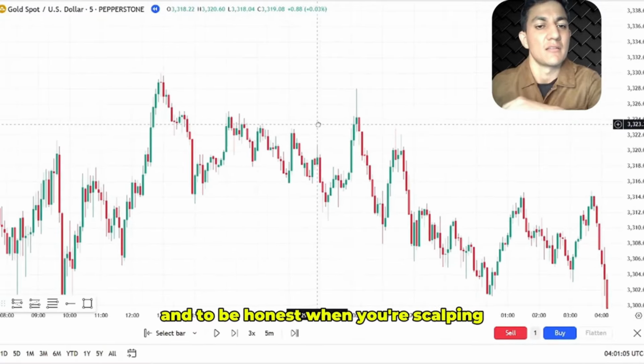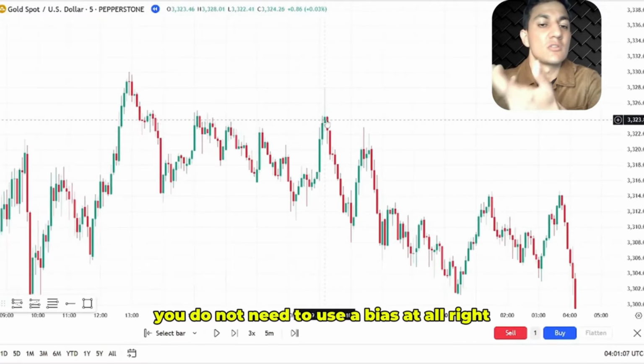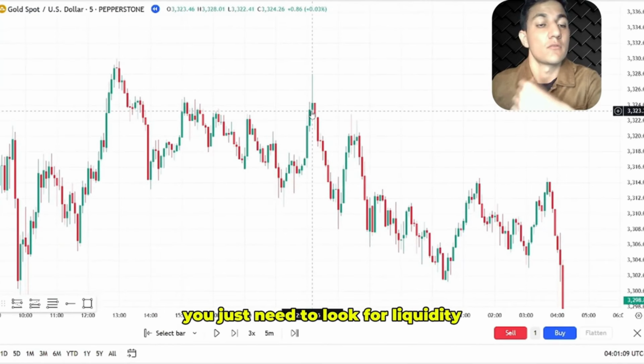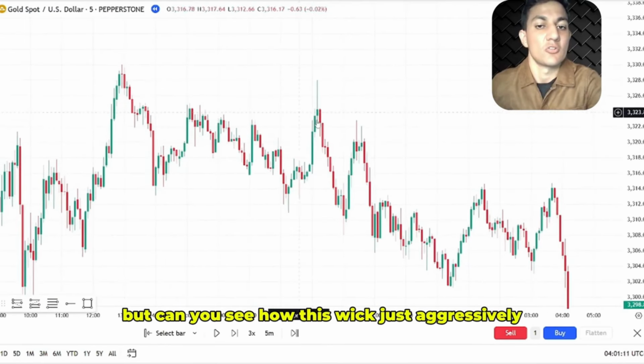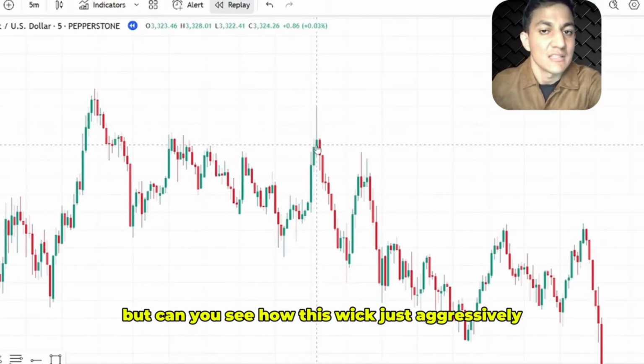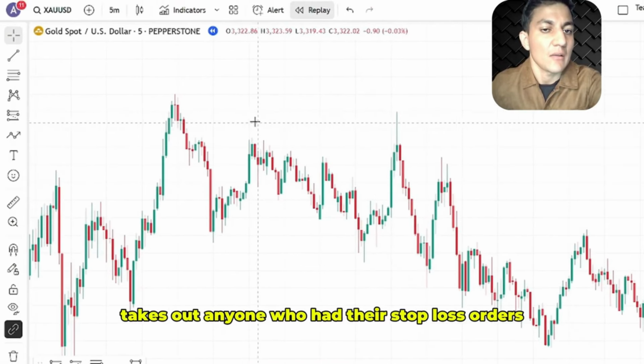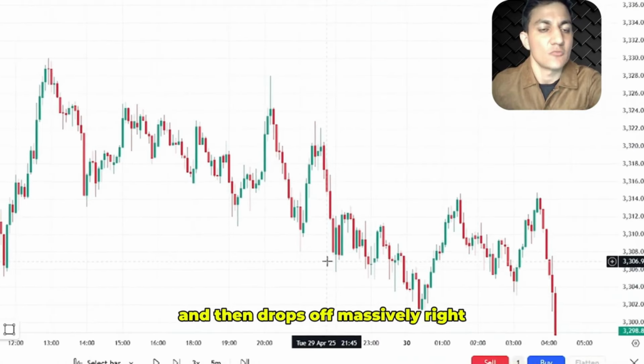You can use daily bias. And to be honest, when you're scalping, you do not need to use bias at all, right? You just need to look for a liquidity sweep and a fair value gap. But can you see how this wick just aggressively, instantly goes all the way up, takes out anyone who had their stop loss orders, and then drops off massively, right?